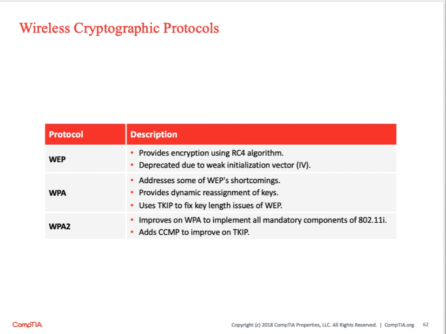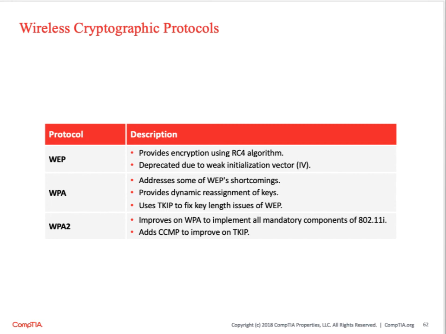Then we have WPA. So this is Wi-Fi Protected Access. This was a security protocol introduced to address the shortcomings in WEP. And so it provides for dynamic reassignment of keys to prevent these key attack vulnerabilities of WEP. And then it also improved data encryption because it introduced Temporal Key Integrity Protocol, TKIP, which is a security protocol that they made to replace WEP, but it's also a key stretcher.